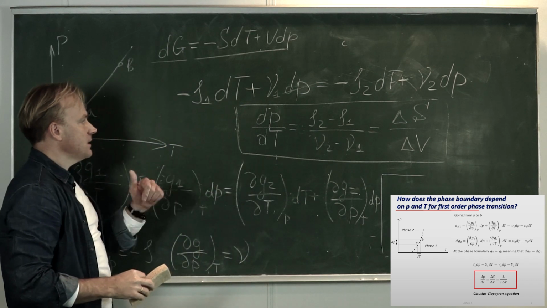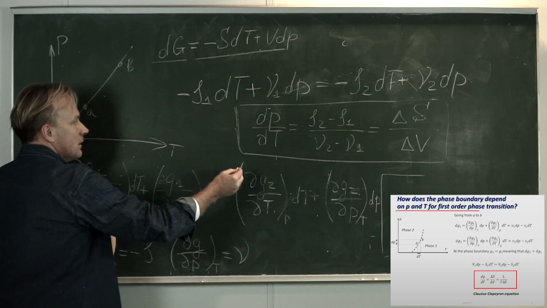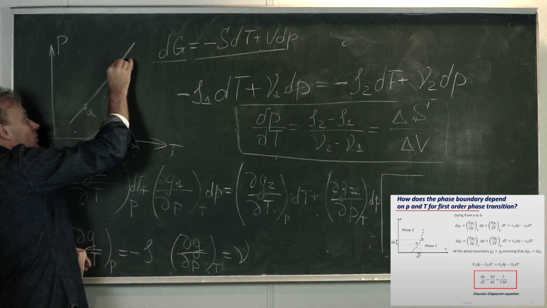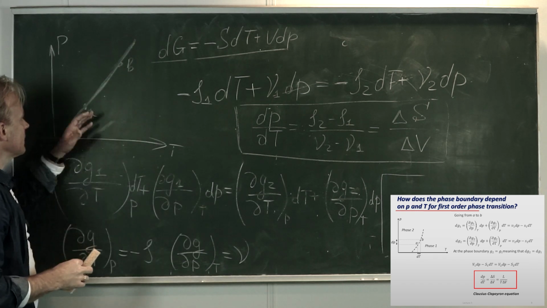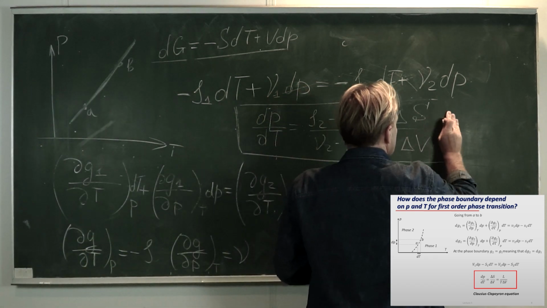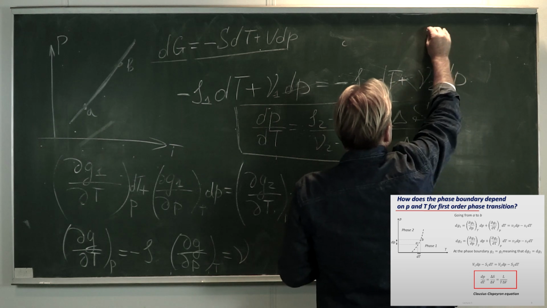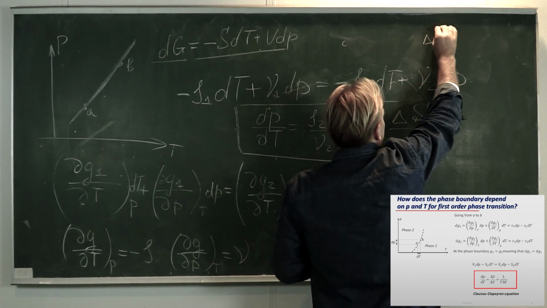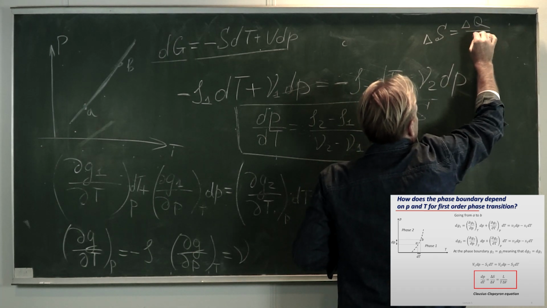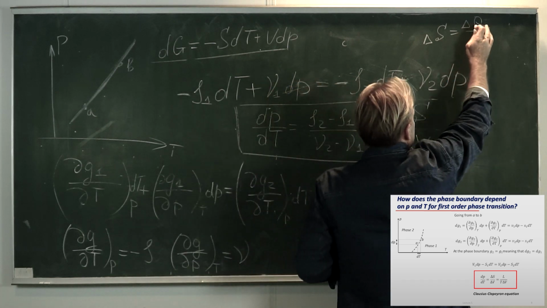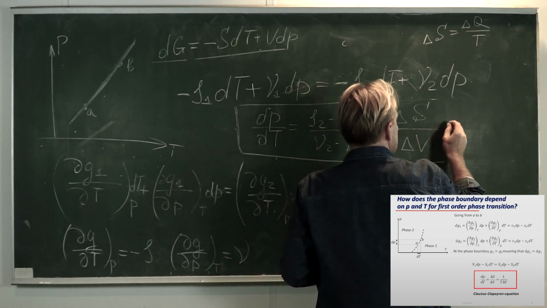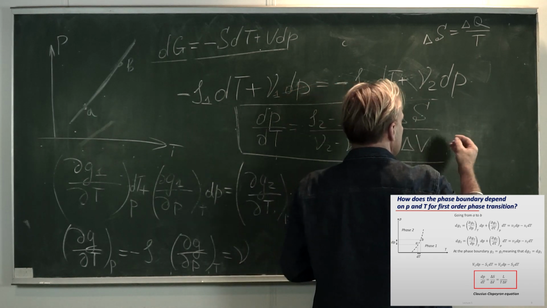So assuming that this is the first order phase transition, we found an expression for the derivative of pressure with respect to temperature for this line, the line that separates two phases on the phase diagram. Well, if you look carefully at the definition of S, the change of entropy will also be defined as the heat supplied to the system divided by temperature.